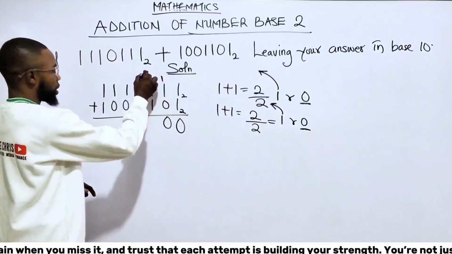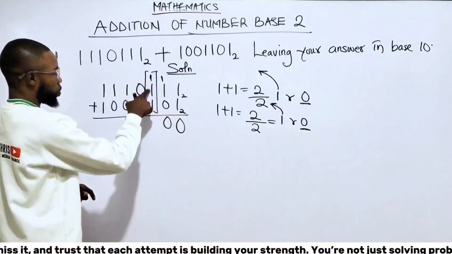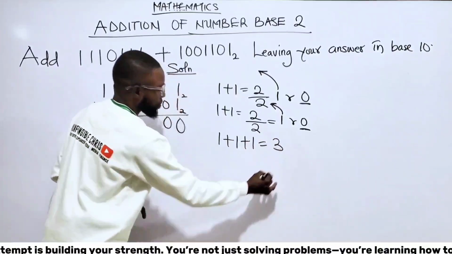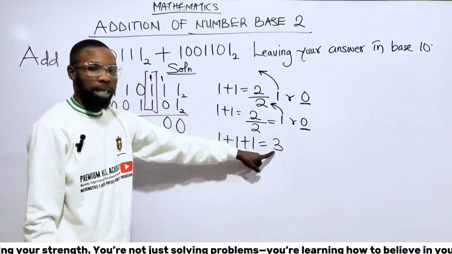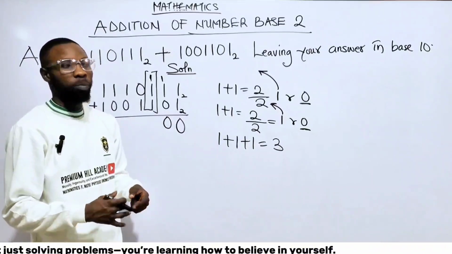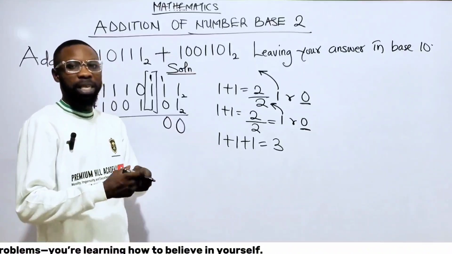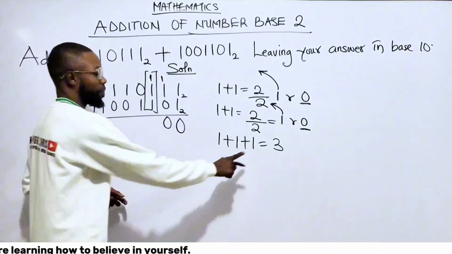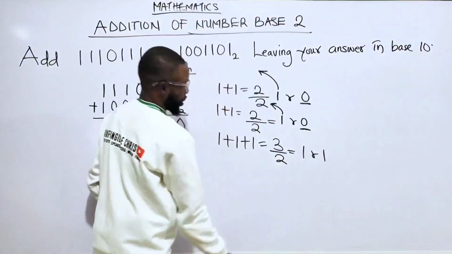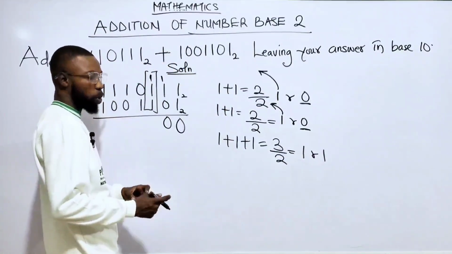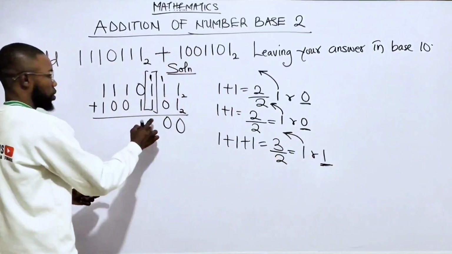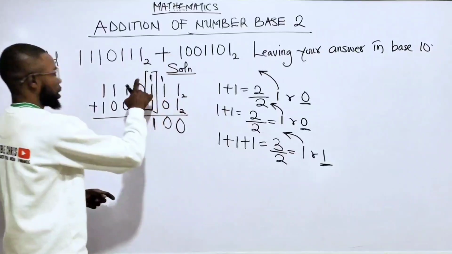Then if you watch, if we add this, it becomes 1 plus 1 plus 1. So we have 1 plus 1 plus 1, which is 3. If you watch now, the answer 3 is higher than the number base. So if it is equal to the number base, we divide by the number base, as well as when it is higher than the number base, we also divide by the number base. So since we have 3 divided by 2, the number base, we have 1 remainder 1, right? So we'll fix 1, then we carry 1. So let's fix 1 here now, and then we'll carry this one here.